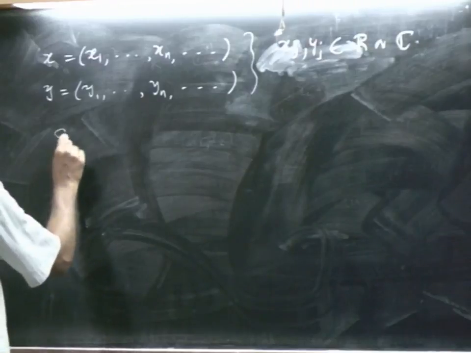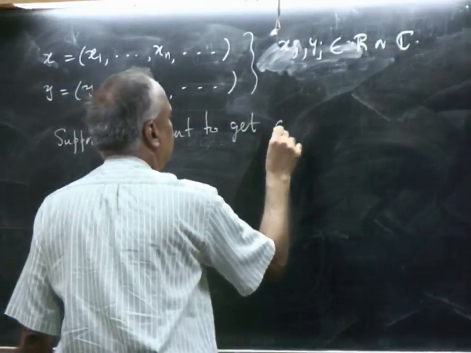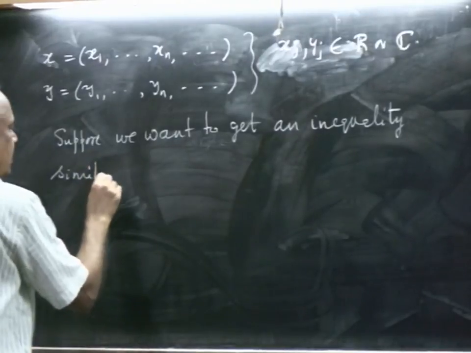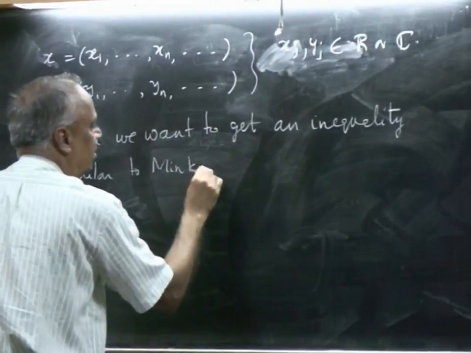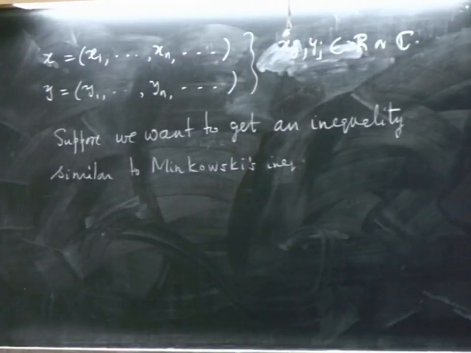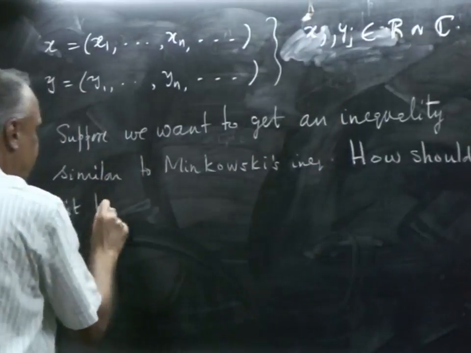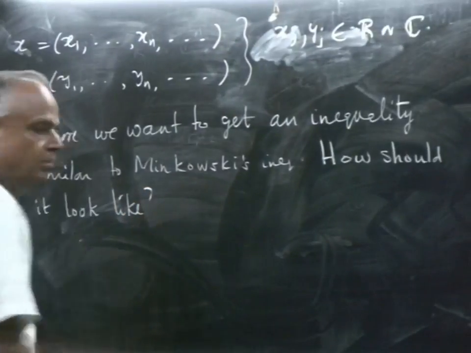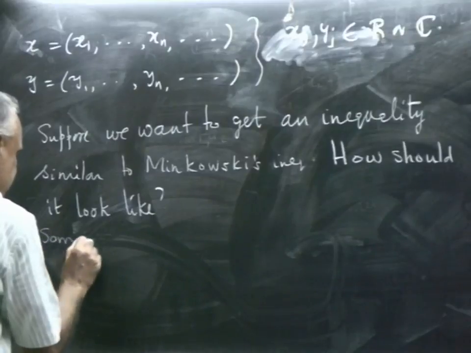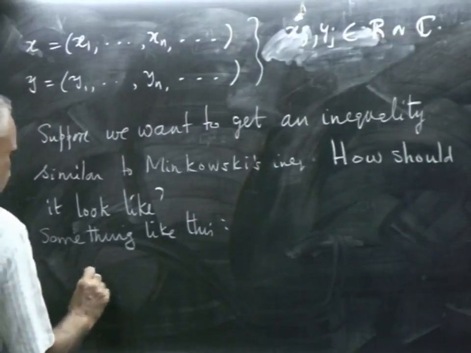Suppose we want to get an inequality similar to Minkowski. Let us go backwards. Just now we saw Minkowski's inequality. How should it look? So something like this. What was the old case that we had?